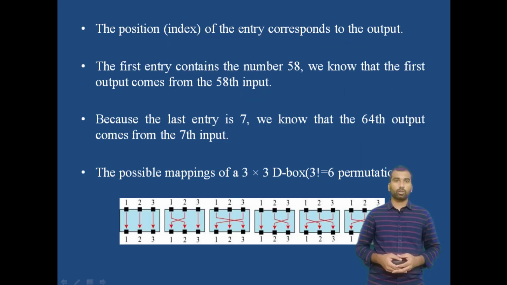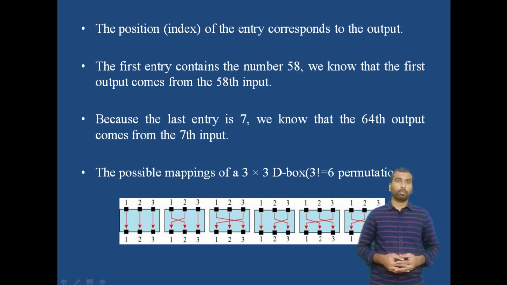You can see the diagram. The first entry contains 58, so we know the first output comes from the 58th input. The last entry, the 64th, contains 7, which means the 64th output comes from the 7th input. Like that the bits will be arranged. You can see the possible mappings of a 3 by 3 D box. We are getting 6 permutations here, as you can see in the diagram.